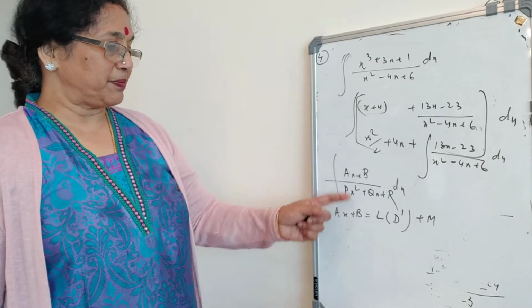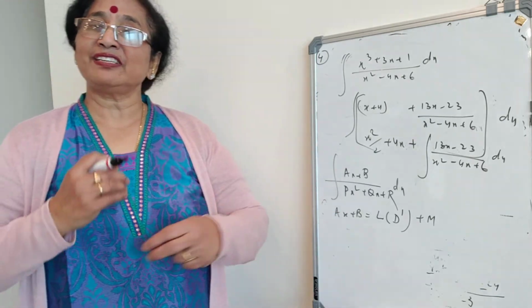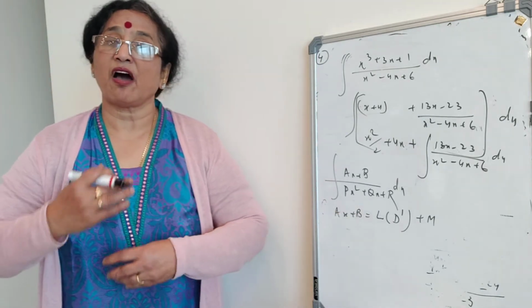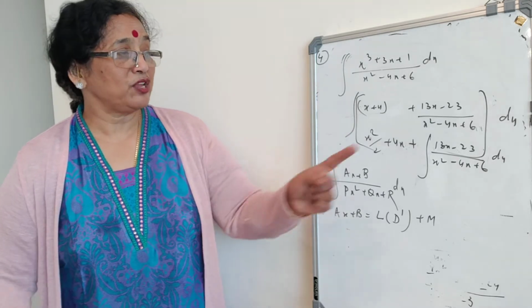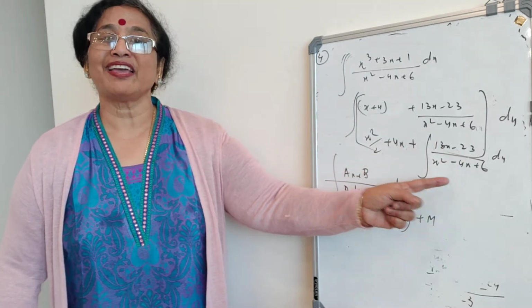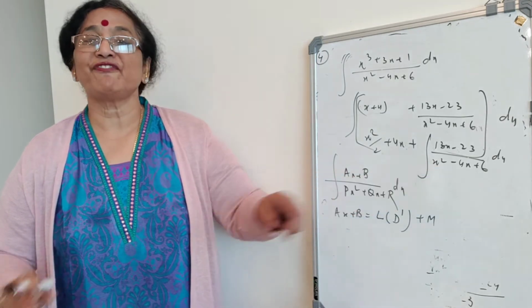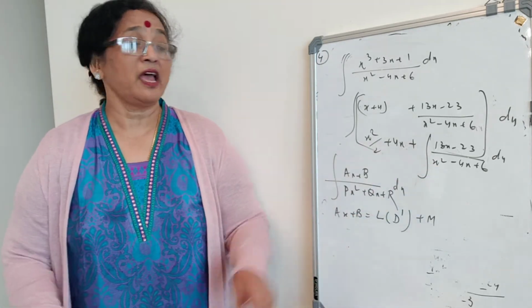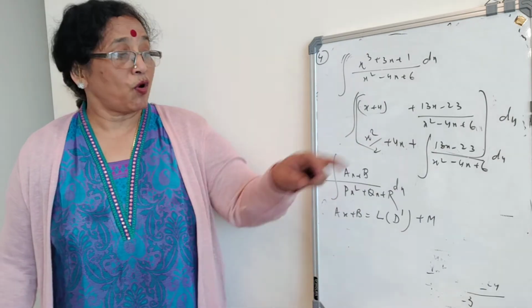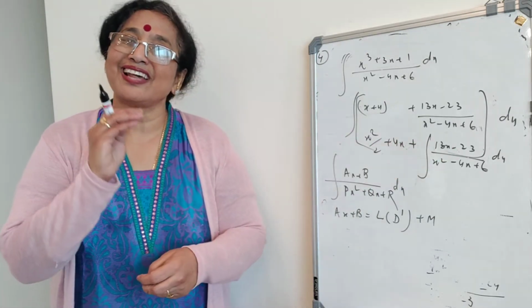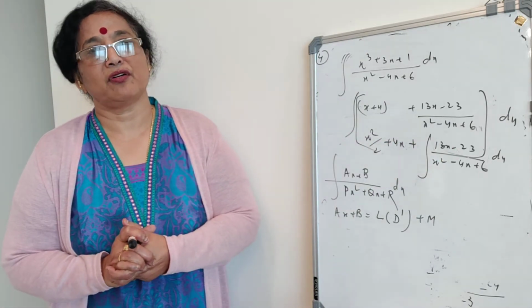Yes, and then you separate it, right? So I will tell you, without doing this, how do you do it very fast? When you have a linear by a quadratic which cannot be cancelled, which cannot be factorized and get cancelled, it is not a perfect square, or the numerator is not the direct differentiation of the denominator.